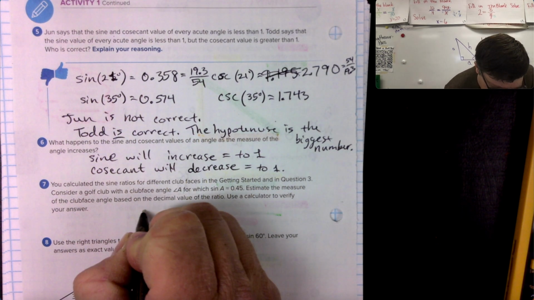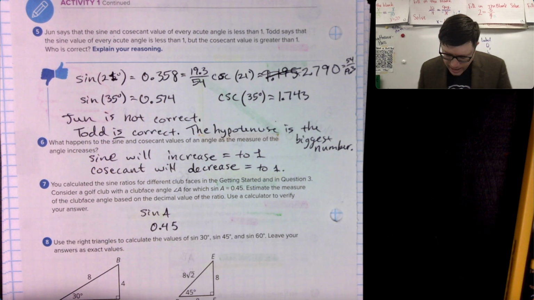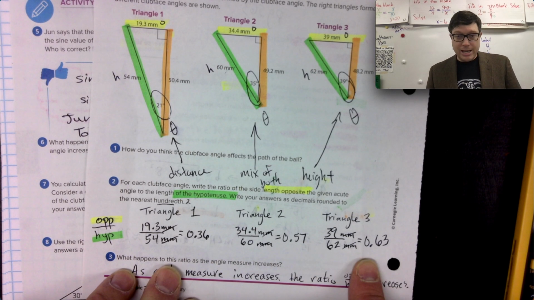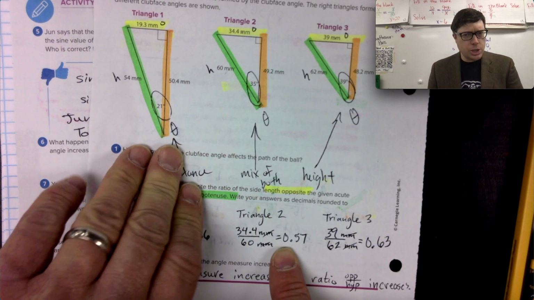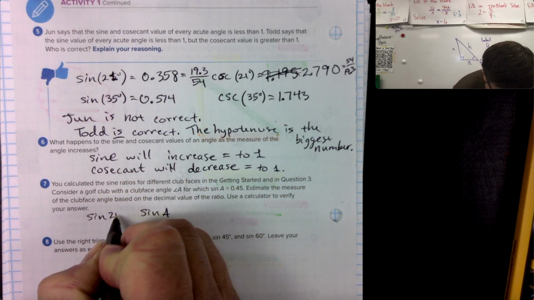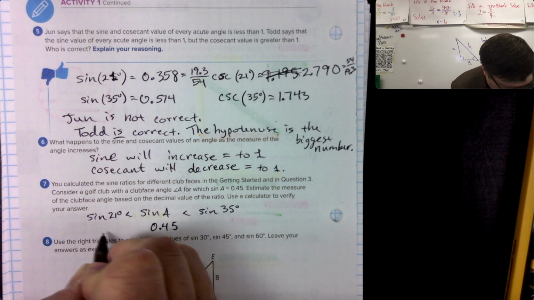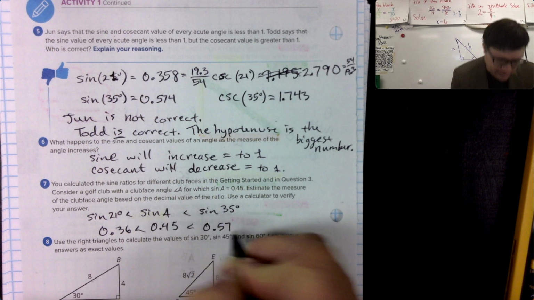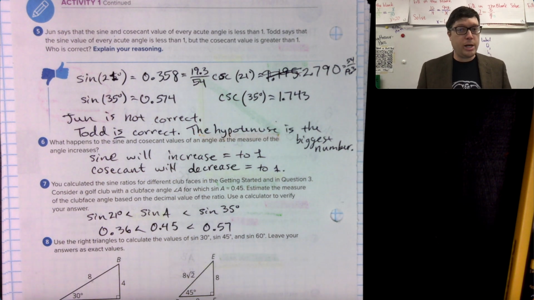So sine of A, if it's 0.45, then we can use the ratios that we got from these 3 triangles to say 0.45 is between these 2 numbers. So it's going to be between the sine of 21 and the sine of 35 degrees, because that was 0.36 and this one was 0.57. It's like we're trying to trap the value, the ratio between 2 numbers we already know.